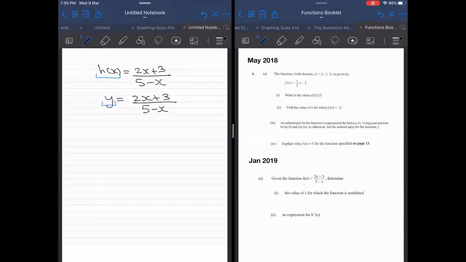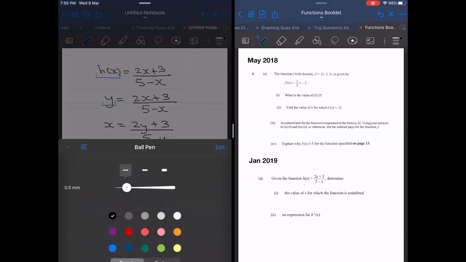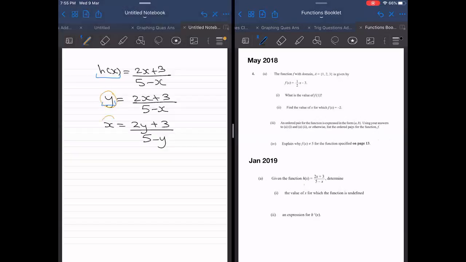Then we interchange our x and our y. So x is equal to 2y plus 3 over 5 minus y. So the y becomes x, and the x's, in this case, become y. All right, and then step 3 is to solve for the new y.